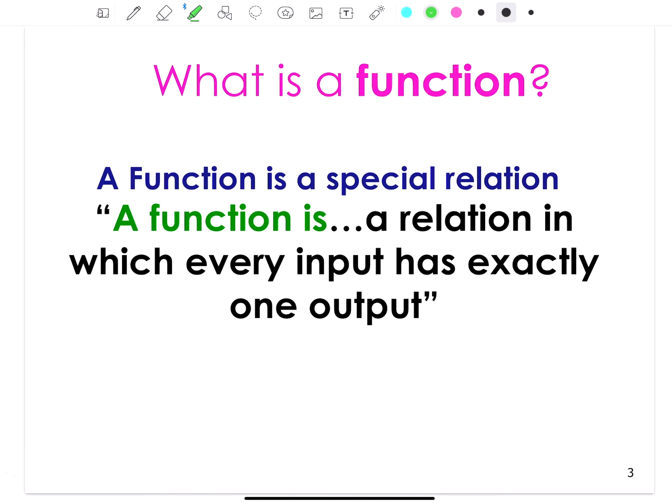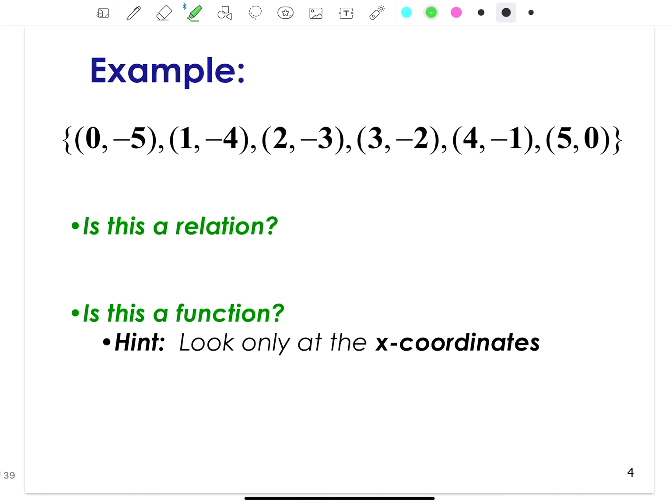What is a function? A function is a special relation in which every input has exactly one output. That means one input cannot be connected to more than one output. Here's an example. We want to see if this is a function or not. All we need to do is focus on the input values, the x values. The y values don't have a whole lot to do with deciding if a relation is a function or not. So all the x values, 0, 1, 2, 3, 4, 5, are unique and different, and they're not repeating.